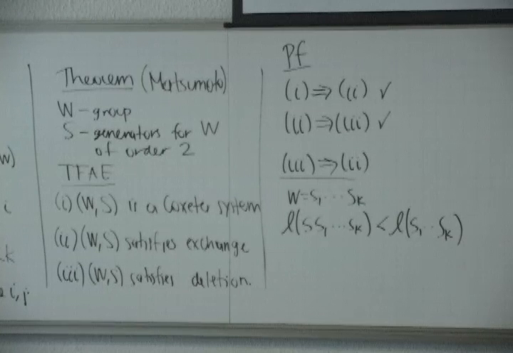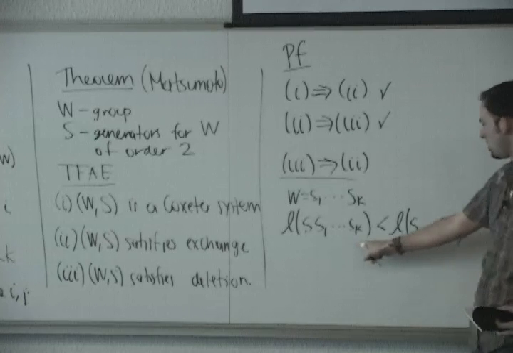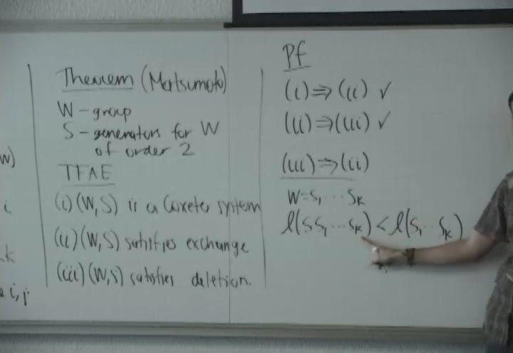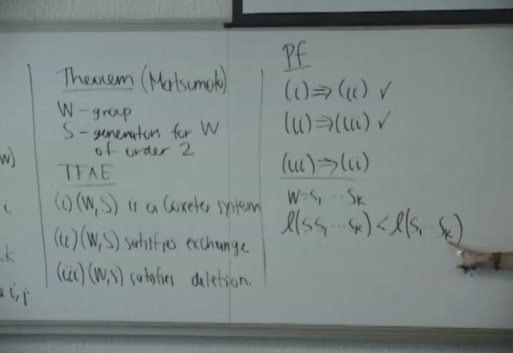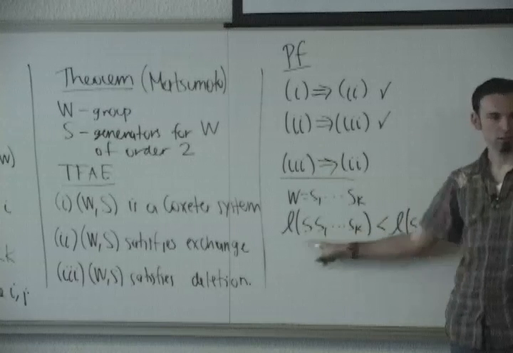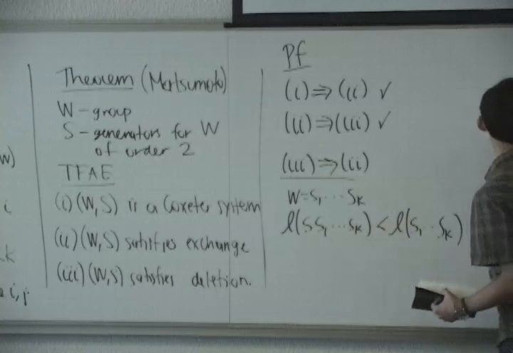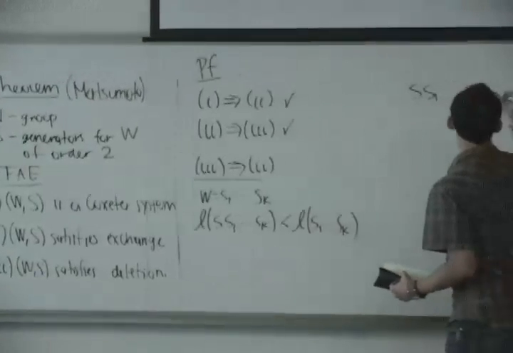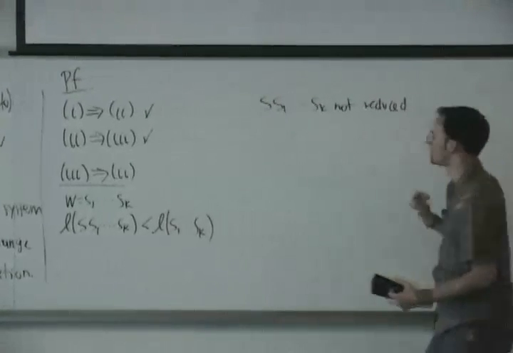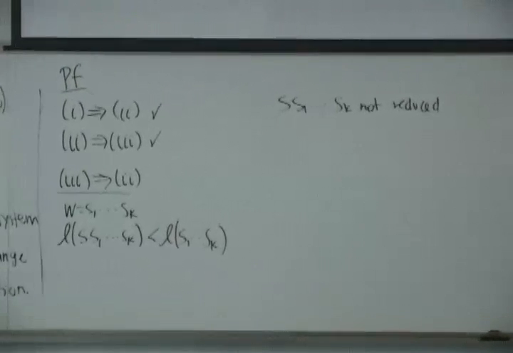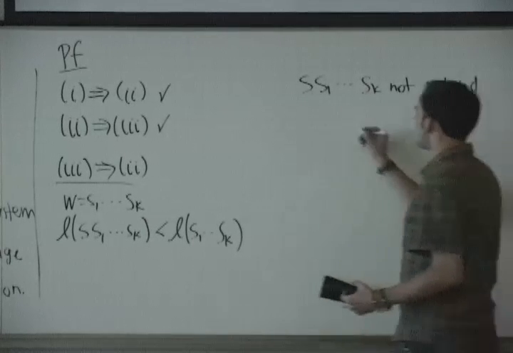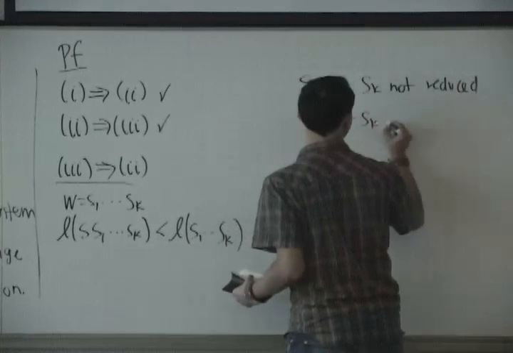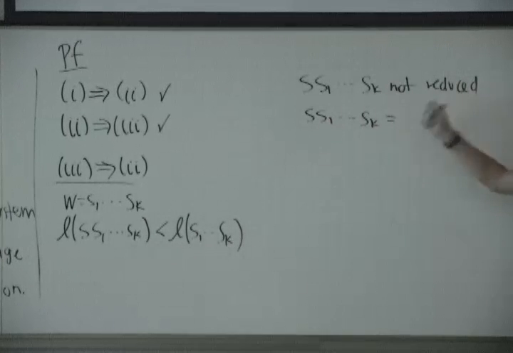Now, how do we prove it? We prove it in the following way. We know that the length of this word is not k plus 1. I mean, we know that this word is not reduced, because this one has length at least k, so this one has length less than k. So this is not a reduced word. So if it's not reduced, then we know that by the deletion property we can shorten it, and we can shorten it by getting rid of two of them.